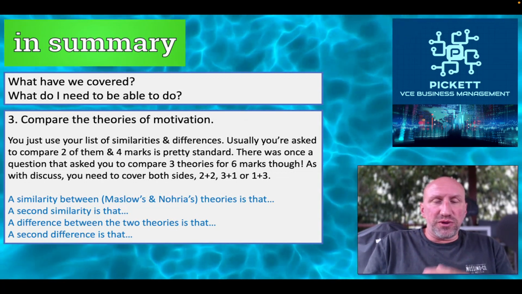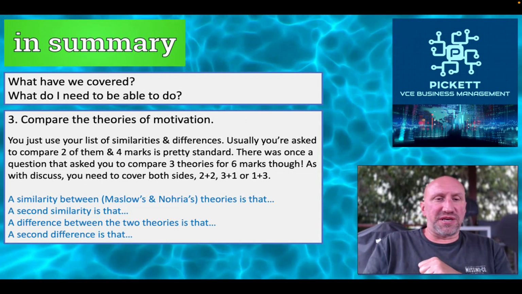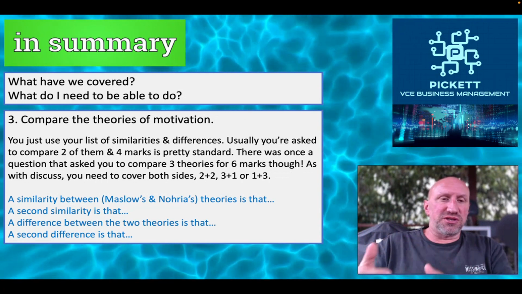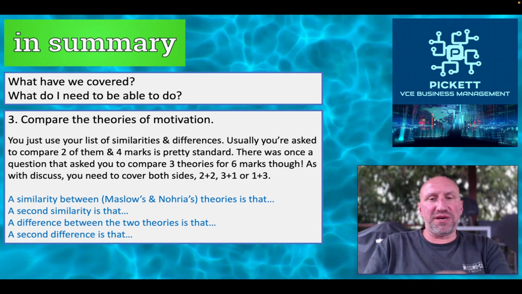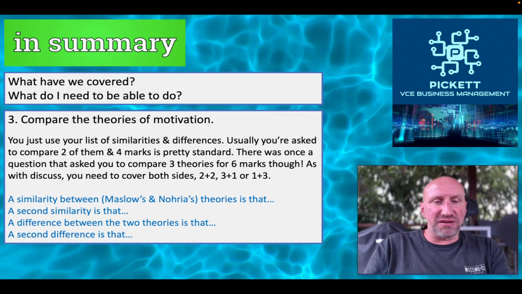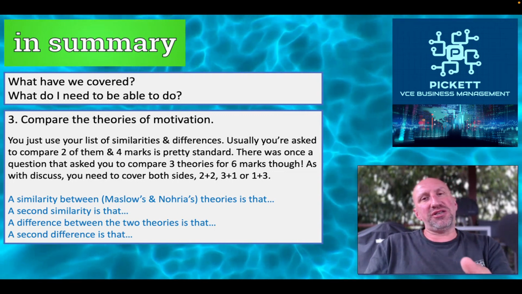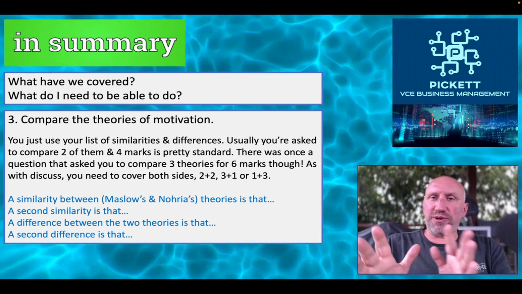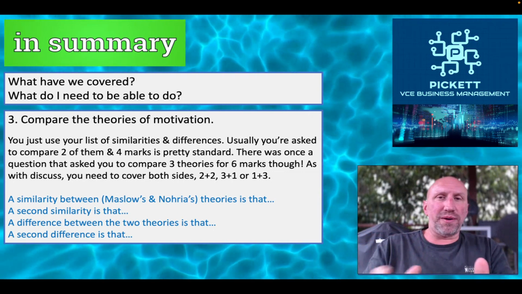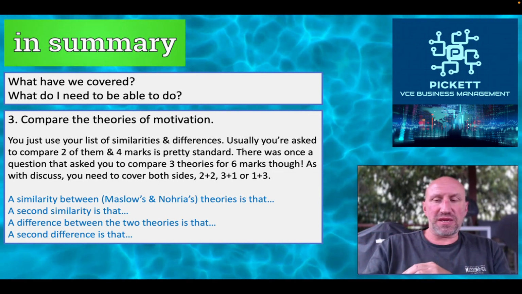And then compare, which is why we went through the last part of the process. And again, signpost and structure. A similarity between them is... a second similarity, a difference, a second difference. And again, just make sure you're covering both. 2 + 2, 1 + 3, or 3 + 1 is fine.